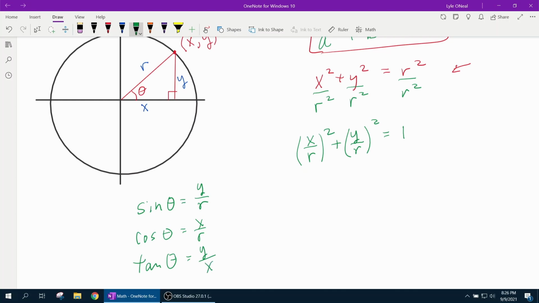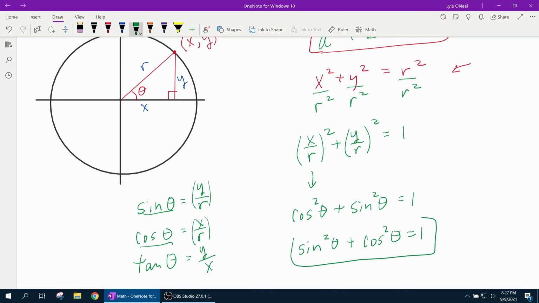And so since we know that cosine of theta is x over r, then we can do a substitution and replace x over r with cosine theta. So that's going to give us cosine theta, and that is squared because the fraction is squared. Y over r is sine theta, so that's going to give us sine theta squared. And then if we reverse the sine and cosine, we're going to get our standard Pythagorean relationship involving sine and cosine.